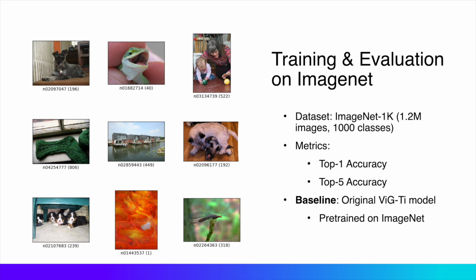Our models are trained and evaluated on ImageNet 1K, consisting of 1.2 million images across 1000 classes. We compare performance using top 1 and top 5 accuracy, benchmarking against the original ViG Ti model pre-trained on the same dataset.